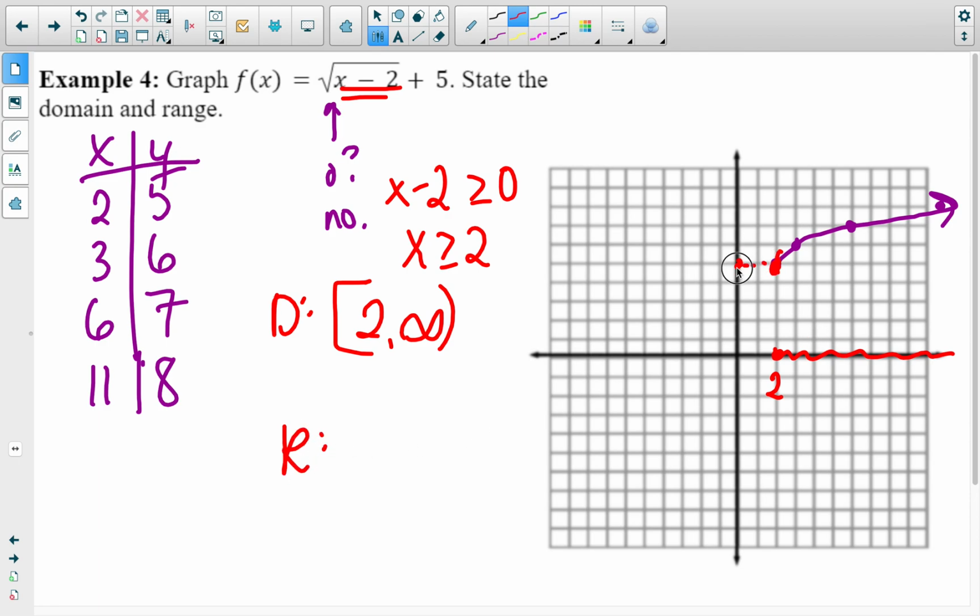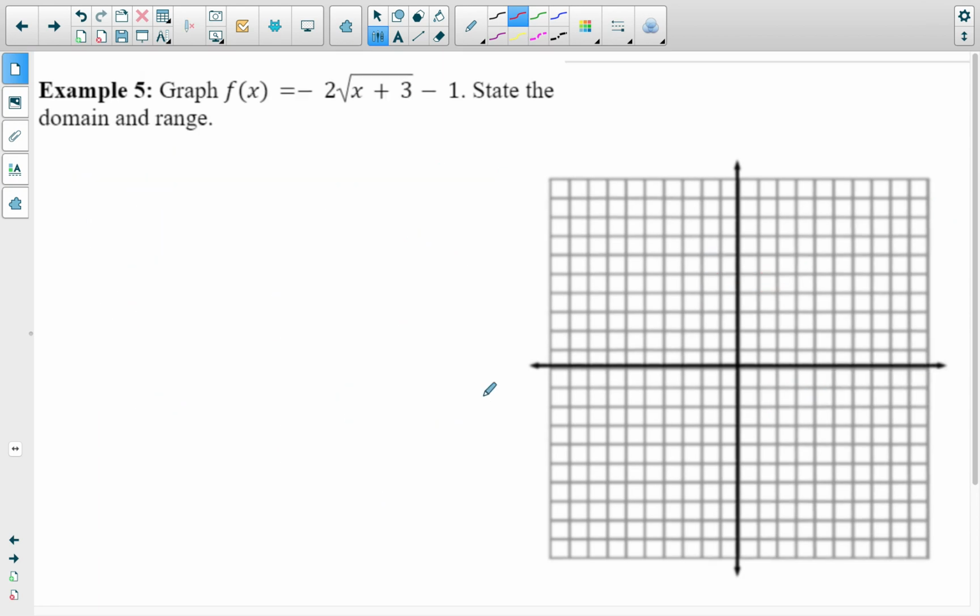Range, we are starting over here at 5. And then we are moving up. Okay, see how that graph is moving up in the positive infinity direction with a bracket around 5 and a parenthesis around infinity. Last one.